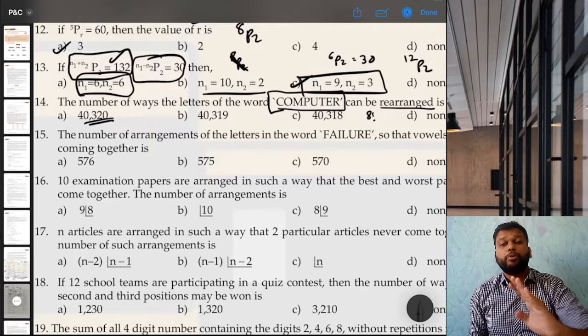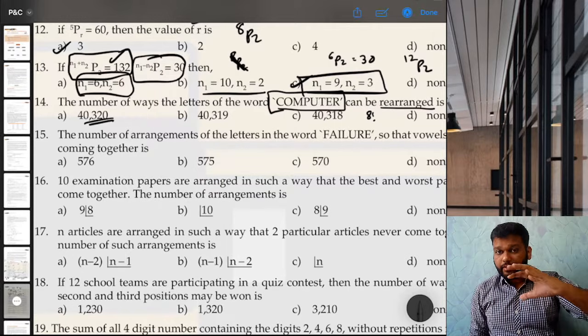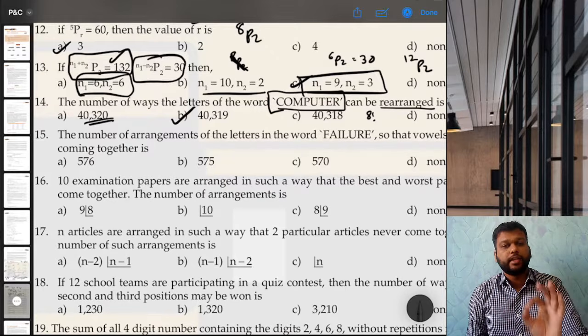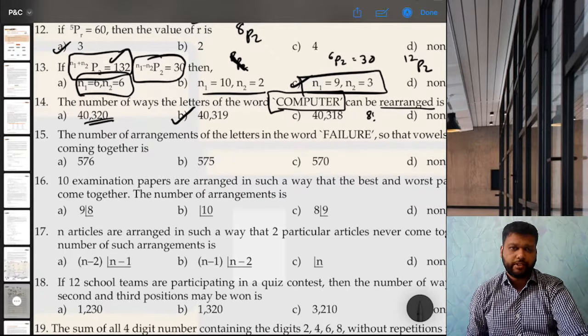Now this should be the answer, but they are asking in how many ways the letters of the word computer can be rearranged. That means computer is one word. How many other words can be formed? 40,319. So B is the correct answer for 14th.